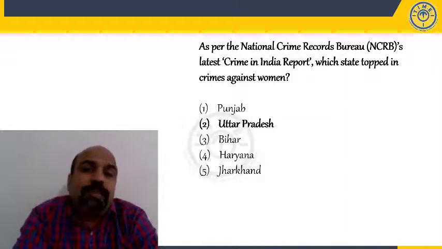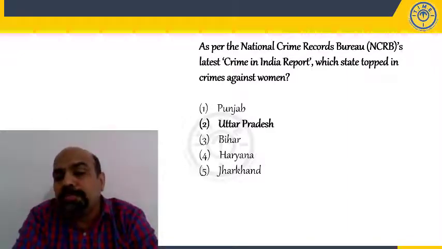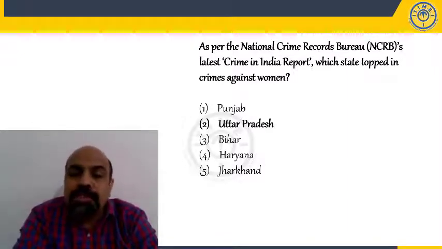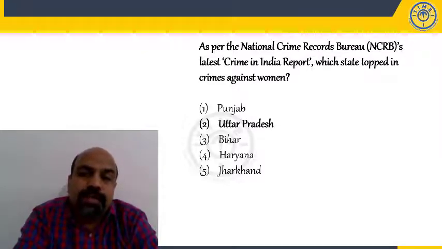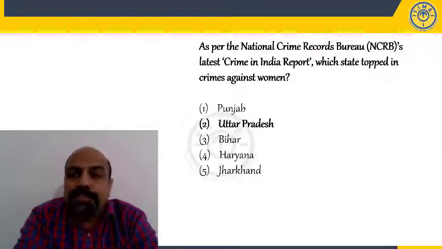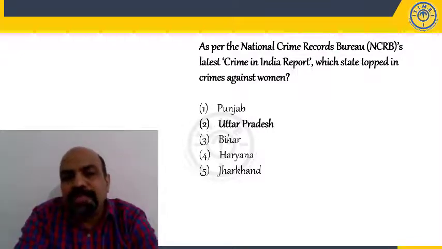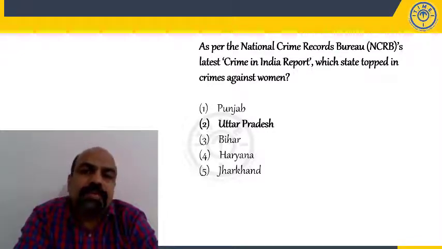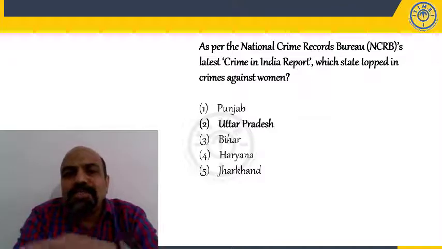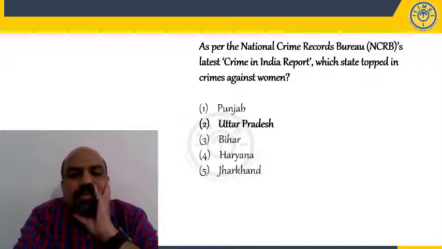Bihar, most densely populated state. 1102 persons per square kilometer. About 1100 persons per square kilometer. To get the density, you divide total population by total area. You get the density of population.